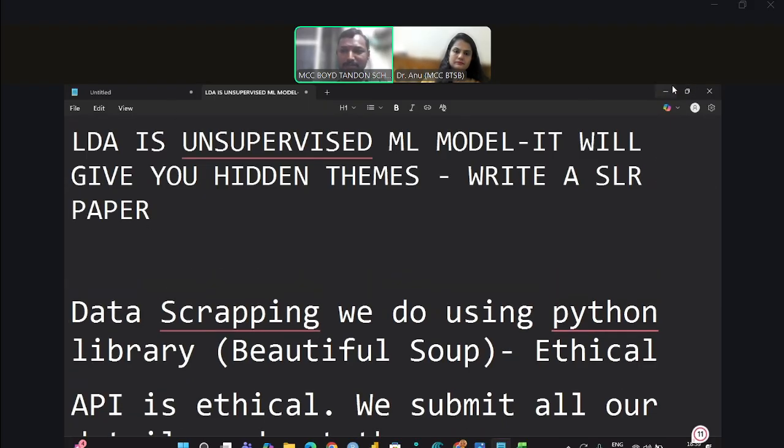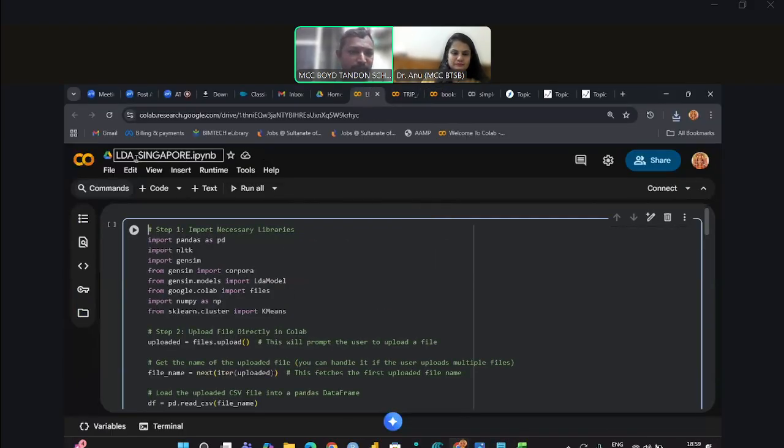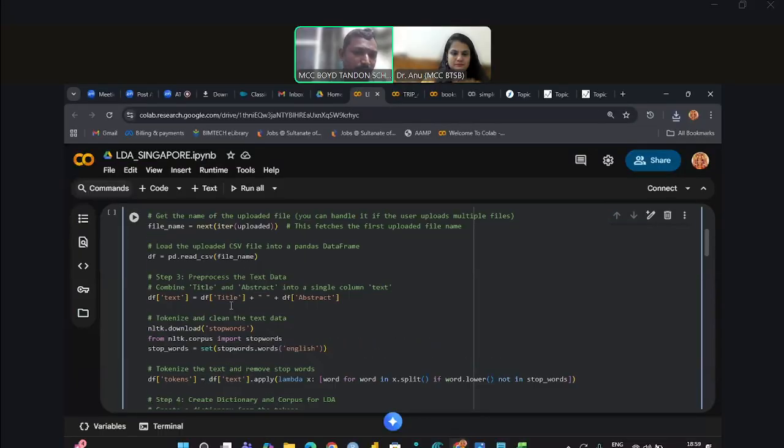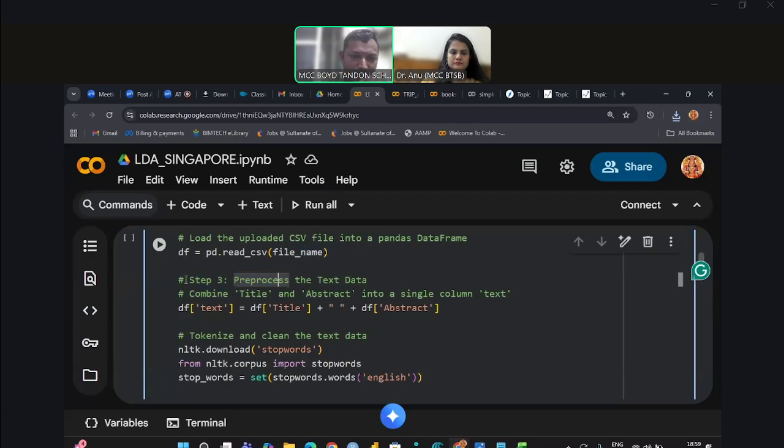Since you asked, in 2 minutes we will run this. Already we have done one thing here. You may see this is an LDA code. It's a ready-to-use code. It will pre-process all the text. It will take all the titles and abstracts alone. Can you see the step 3 process? There's a title and abstract there.